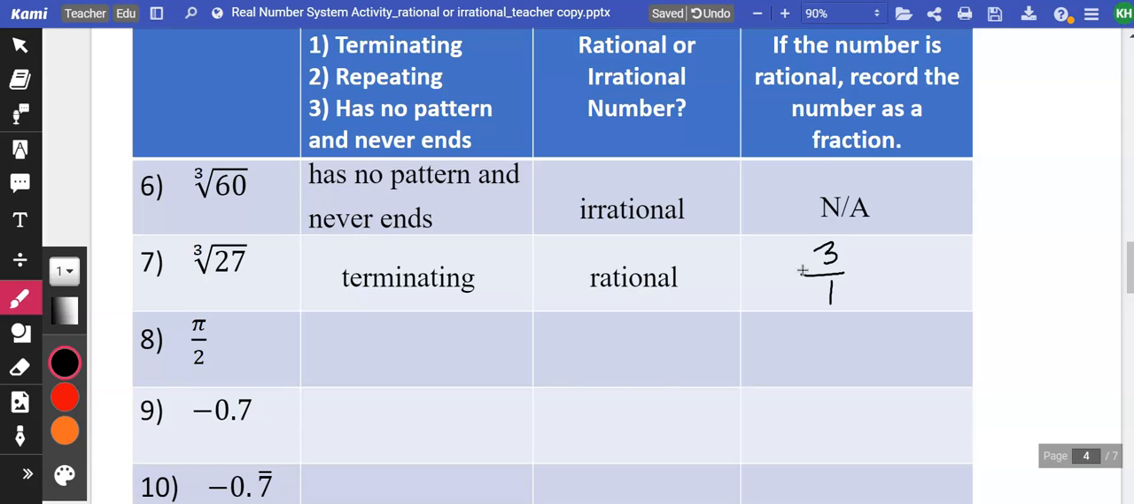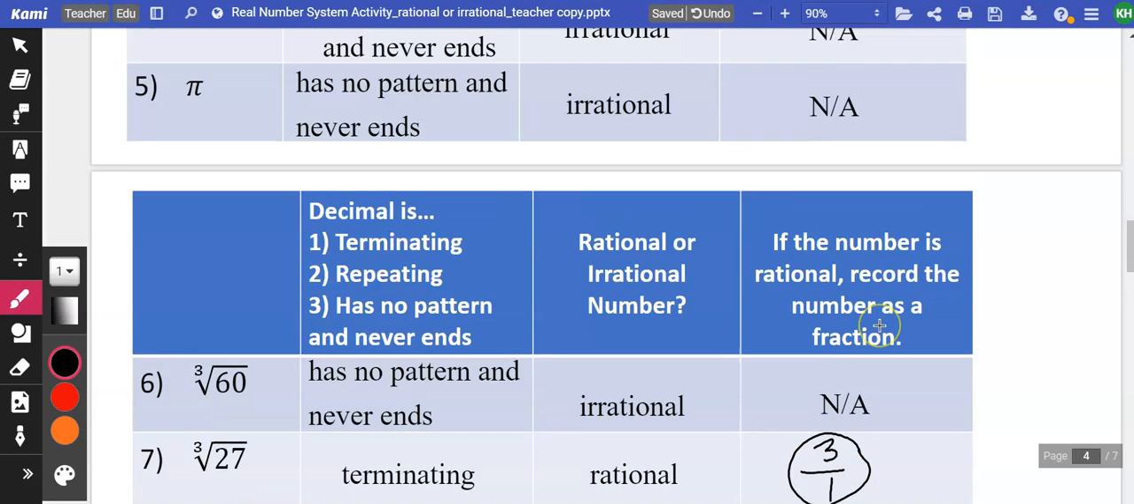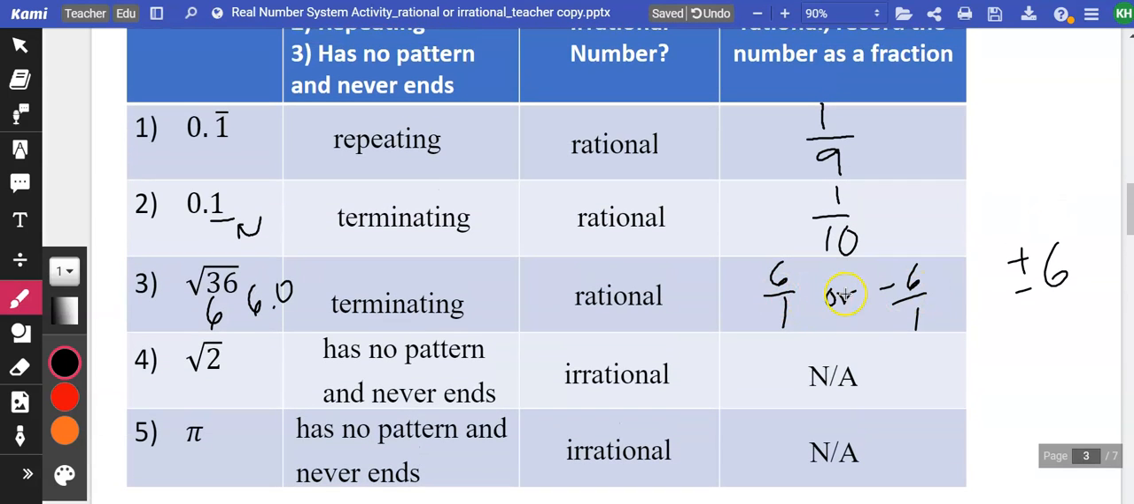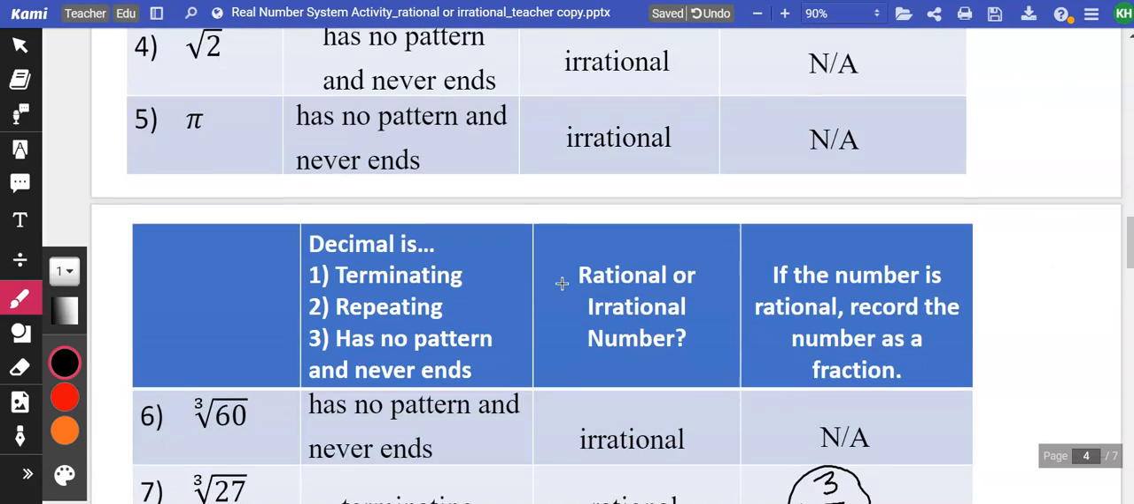There's actually only one answer to a cubed root. Remember, there are 2 answers to a square root, except for special cases like the square root of 0. Square root of 0 is just 0.